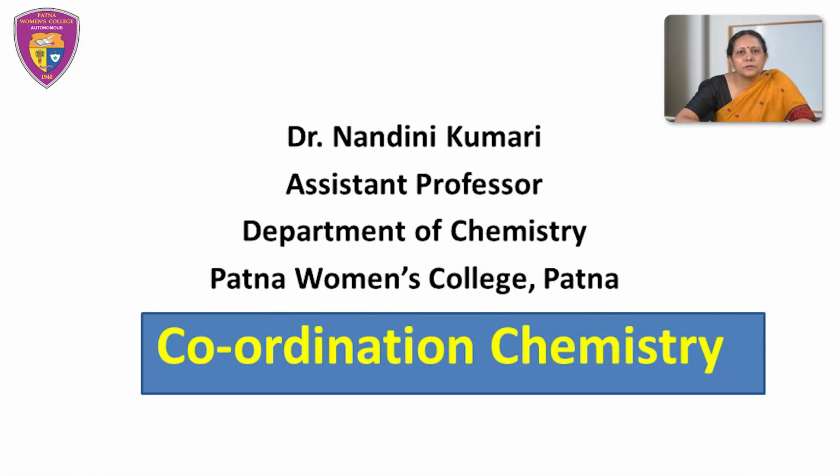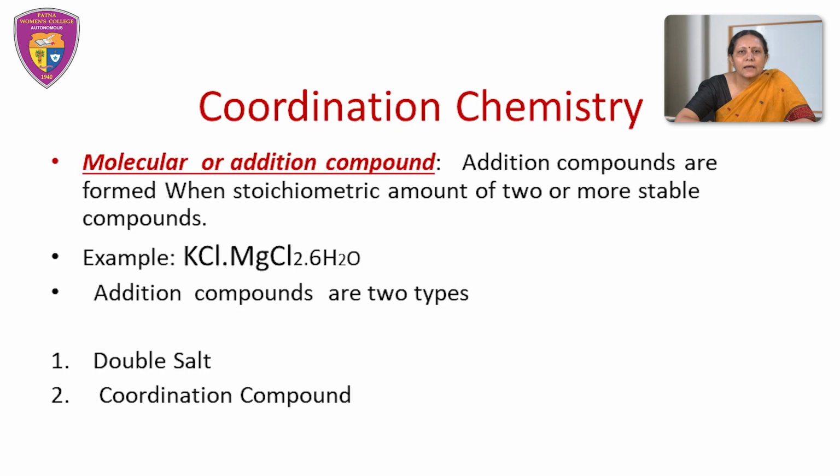Today I am going to discuss some basic concepts about coordination chemistry. In modern terminology, coordination compounds are called complex compounds, which are a type of addition compound. Addition compounds are formed when a stoichiometric amount of two or more stable compounds join together. For example, carnallite. Carnallite is a hydrated potassium and magnesium chloride. It contains two ionic salts in one compound.